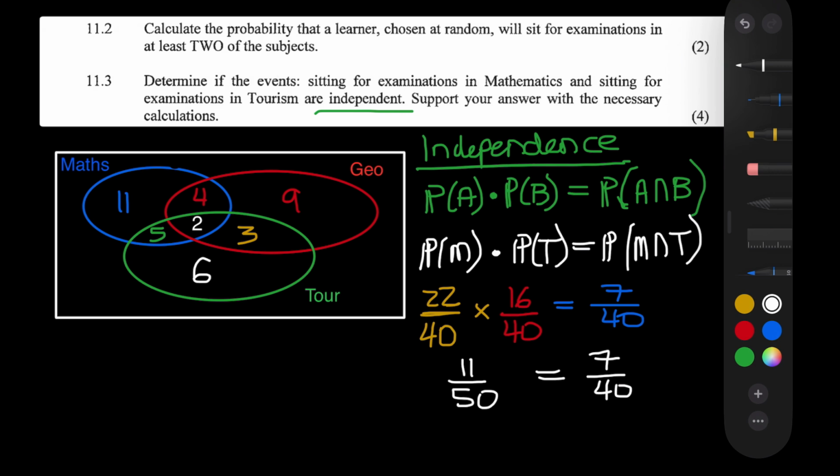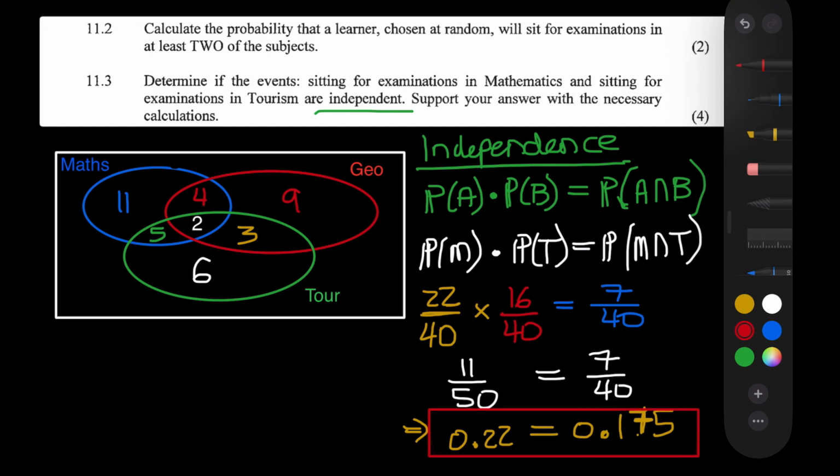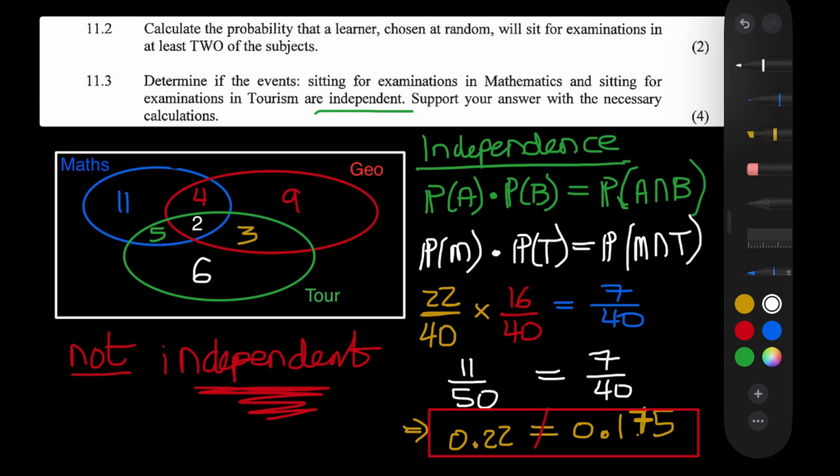Now clearly these two fractions are not the same. And just to make sure, when we convert to decimals, we're going to get 0.22 on the left-hand side, and then on the right-hand side, we're going to get 0.175. And clearly, these two decimals are not the same, you see. They are not the same. Hence, sitting for examinations in mathematics and sitting for examinations in tourism are not independent. You see, they are not independent because the left-hand side is not equal to the right-hand side. It's only independent if this relationship is satisfied.